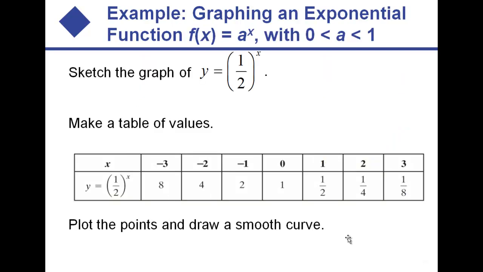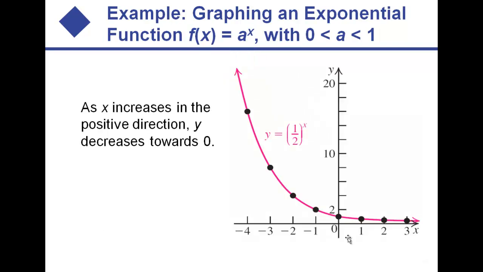How about this one? Same idea, make a table, plot some points, and we get this, which is a typical looking function for when a is between 0 and 1, right? It has to be positive, so it has to be greater than 0, and it can't equal 1. So whenever you have a fraction, you get a function that gets smaller and smaller and smaller, right? It hugs down there on the x-axis, getting closer and closer to 0.